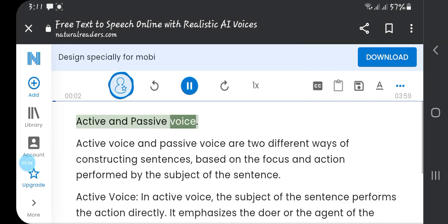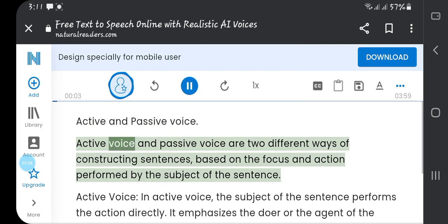Active and passive voice. Active voice and passive voice are two different ways of constructing sentences, based on the focus and action performed by the subject of the sentence.